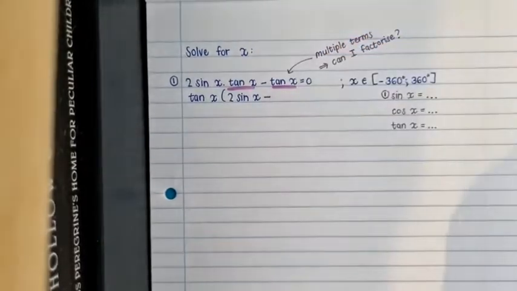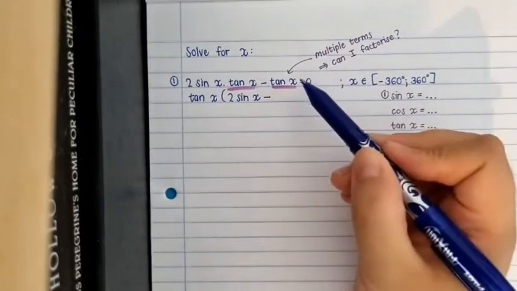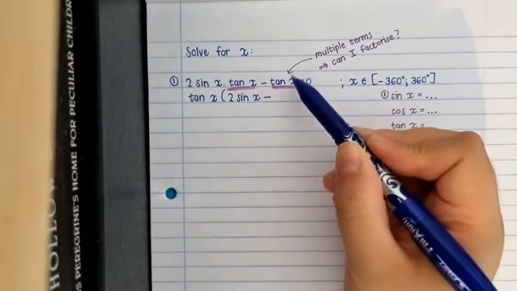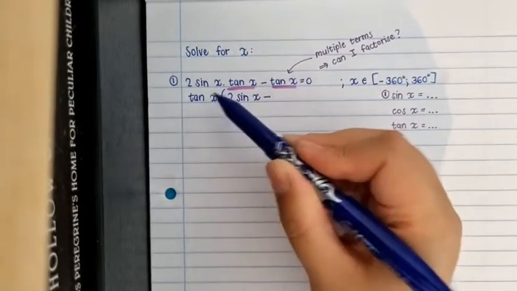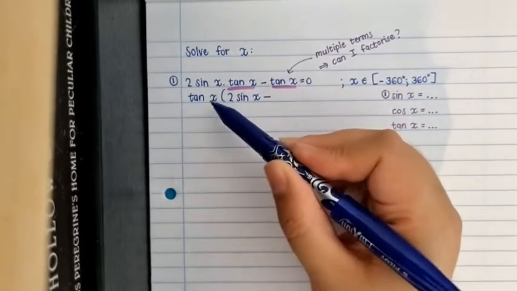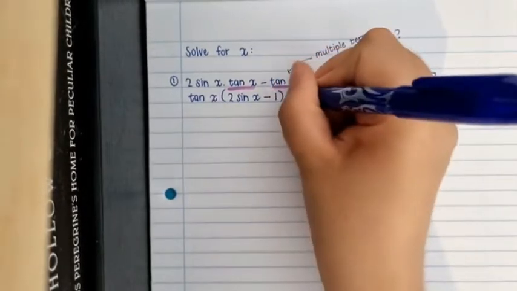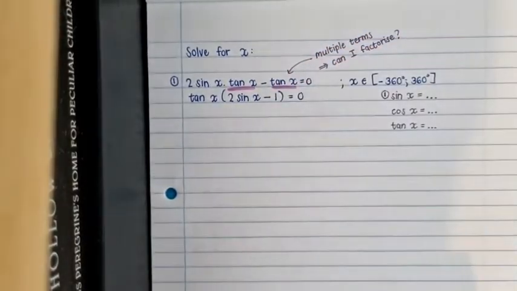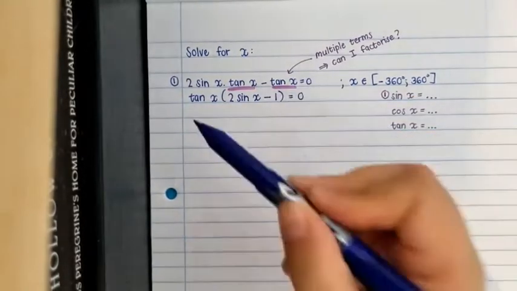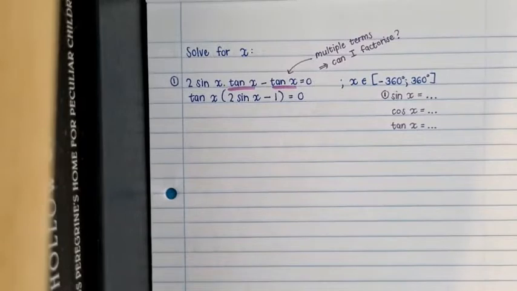Minus, because there's a minus in between my two terms, my second term is tan x. Now, what is tan x divided by tan x? Anything divided by itself is 1. And that is then equal to 0. Now, guys, we've gone from multiple terms to one term. That is the purpose of factorizing.